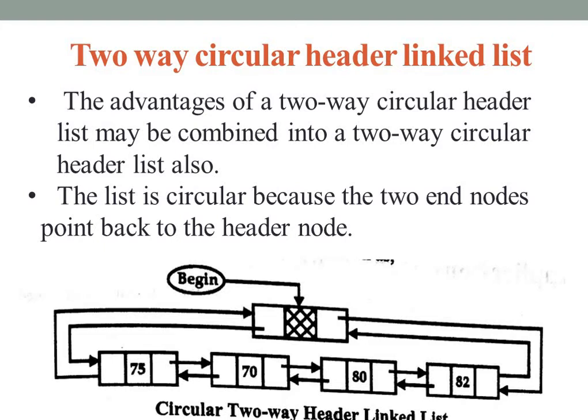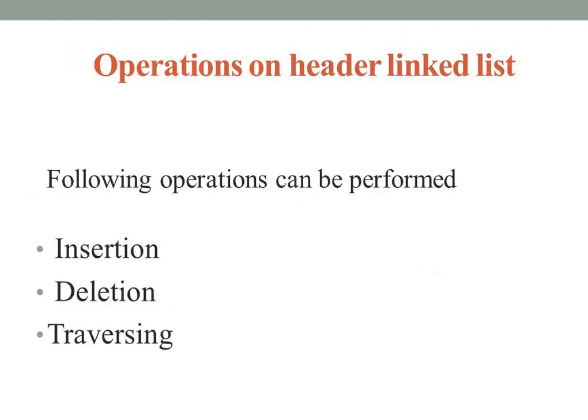So these are the four different types of header nodes. Now see what are the different operations performed on the header nodes. There are three operations which we can perform: insertion operation, deletion operation, and traversing. Insertion, as we have done in the single linked list as well as the double linked list, we can do from the beginning, we can also perform from the end, and we can also perform at any point of any node.